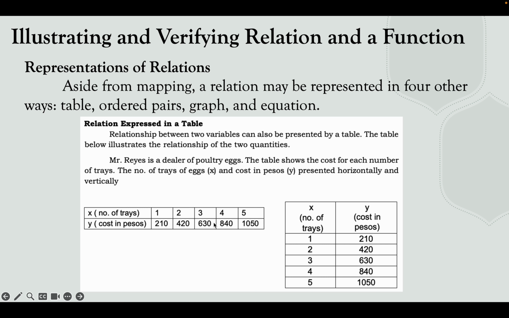It's either of the two. The X is the domain and the Y is the range. You need to remember that the first stated set will be the domain and the second stated set will be the range. So this is the range and this is the domain. So other than mapping, a table is considered a representation of relation.